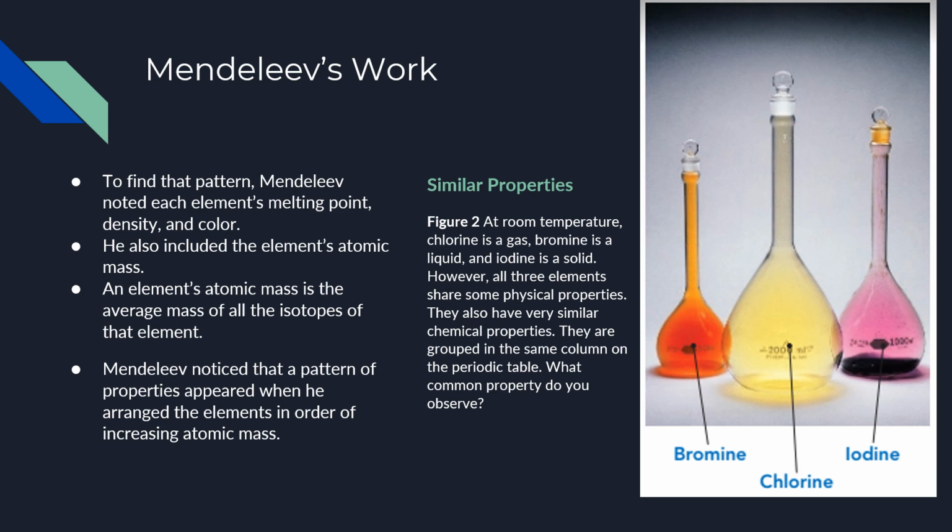Here we have figure 2, similar properties. At room temperature, chlorine is a gas, bromine is a liquid, and iodine is a solid. However, all three elements share some physical properties. They also have very similar chemical properties. They are grouped in the same column on the periodic table. What common property do you observe in this picture? All three of those elements produce colored vapors, regardless of the fact that one's a gas, one's a liquid, one's a solid.